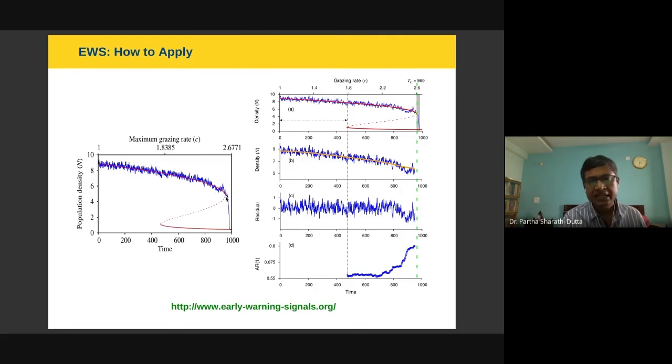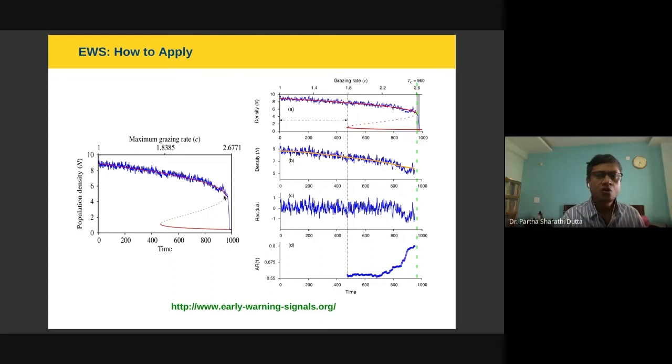Now you see that tipping here, my noise intensity was not so heavy. So the system crossed the tipping point and it reached the alternative state. If the noise amplitude had been a little bit more, then it would have crossed the potential barrier before.